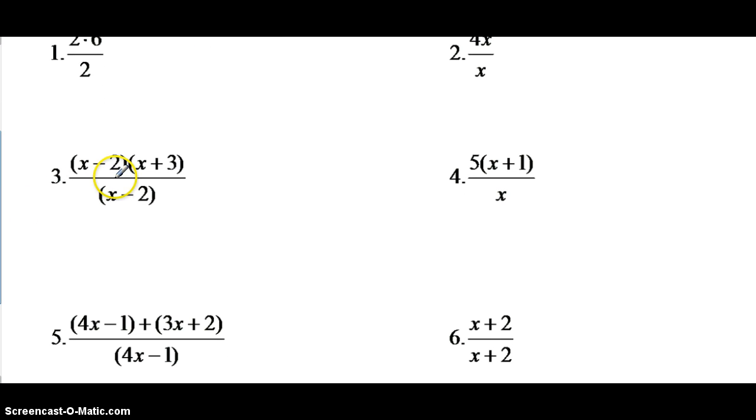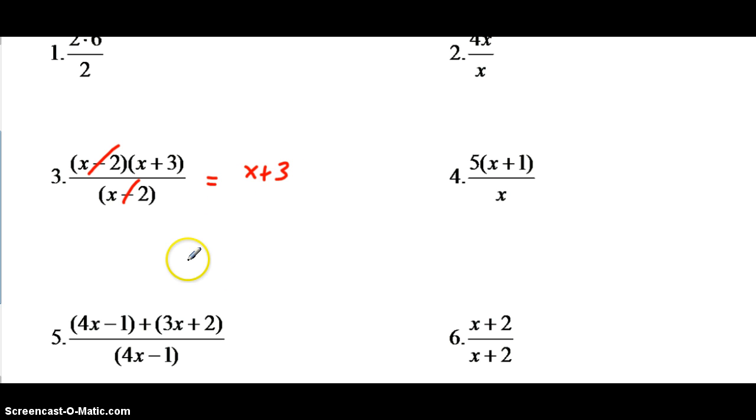So number 3 here, see how x minus 2 is multiplied by x plus 3? So here we can cancel this common factor of x minus 2 and simplify that to x plus 3.